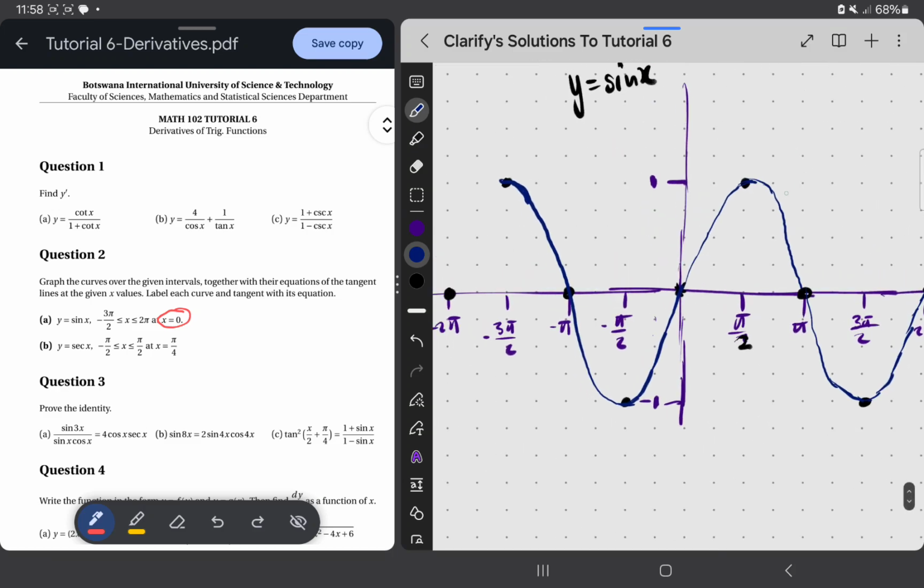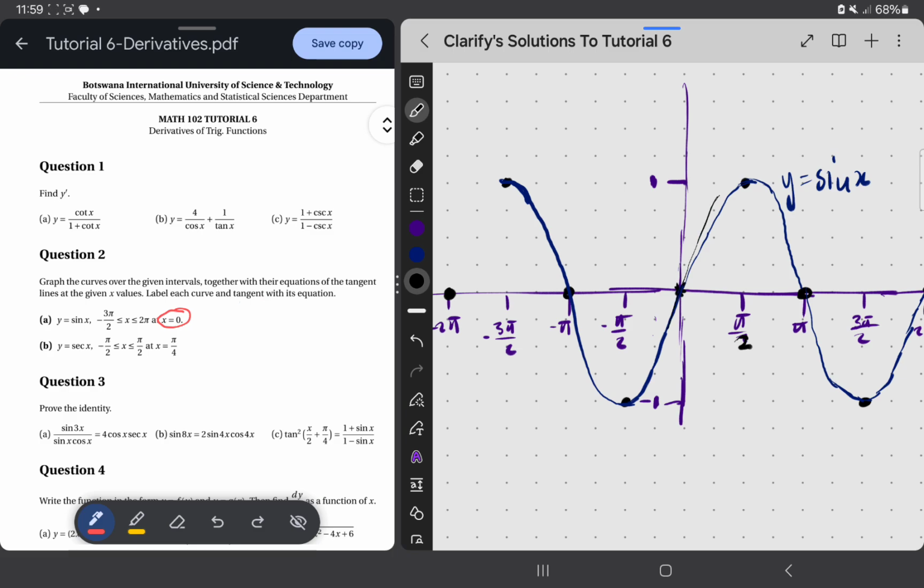So this is going to be the graph. This is your graph of y equal to sine x. And here is your graph, and you'd be done. Now remember, they said you should put again at x equal to 0. You see, at x equal to 0, which is right at the origin here, they want the tangent, okay? They said label each curve and tangent with this equation. So yeah, now we should put the tangent line.